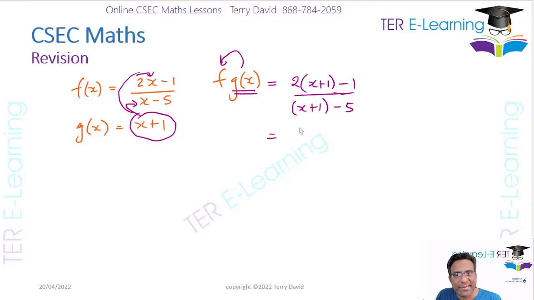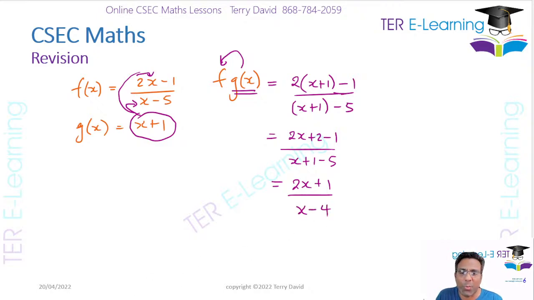So we need to simplify this. On the numerator, you're going to get 2x plus 2 minus 1. On the denominator, you're going to get x plus 1 minus 5. And when we simplify this, we're going to get 2x. 2 minus 1 is 1, and 1 minus 5 is minus 4. So this is x minus 4.